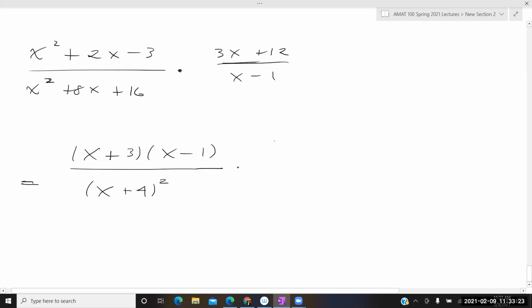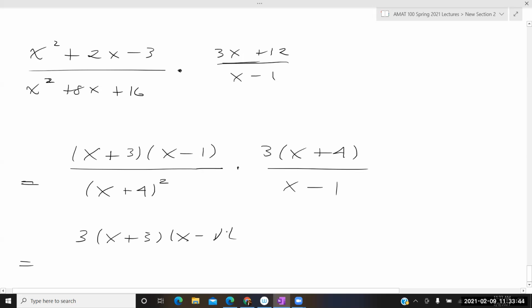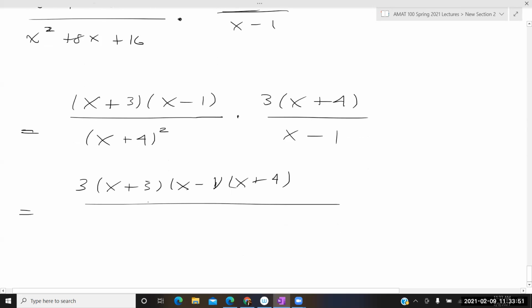Now in the numerator, we can factor the numerator of the first fraction. We can factor out a power of 3, so that will give you 3 times x plus 4 over x minus 1. Now using that rule above, we just multiply corresponding numerators and denominators to get x plus 3 times x minus 1. I'm going to put the 3 in front here, times x plus 4. That's the numerator. And then the denominator, we're going to have x plus 4 squared times x minus 1.